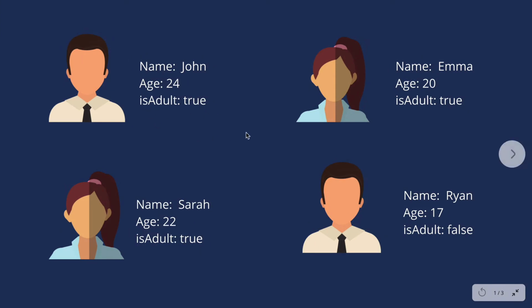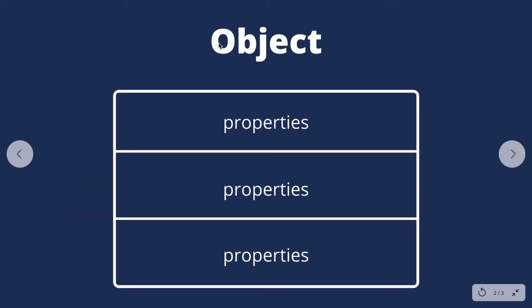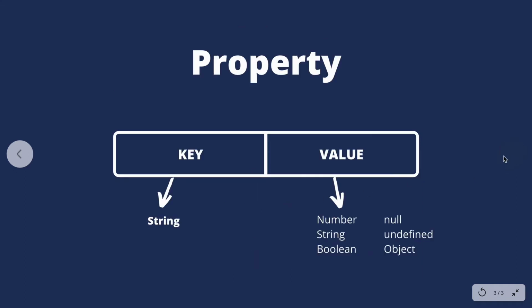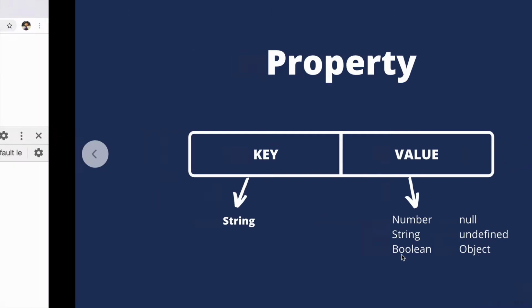In this case, instead of having 12 variables, why not have each student's information in an object, and we can store multiple values there. So let's understand what an object is. An object is a collection of properties. It can hold multiple properties. What is a property? A property is a key-value pair. The key is going to be a string and the value can be anything. It can be a number, string, boolean. It can also be an object.